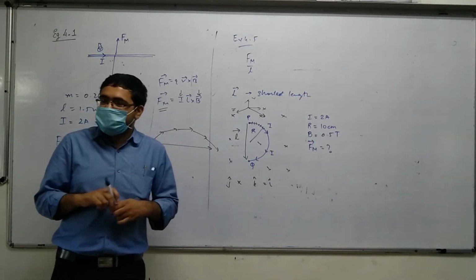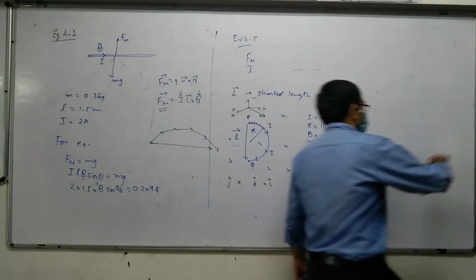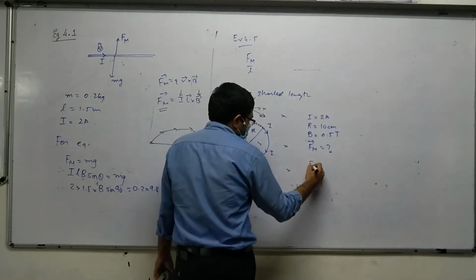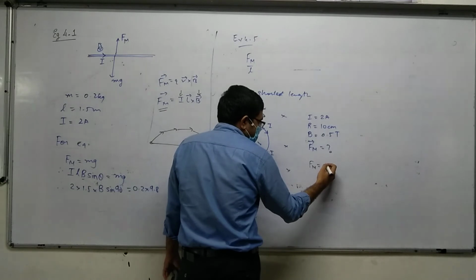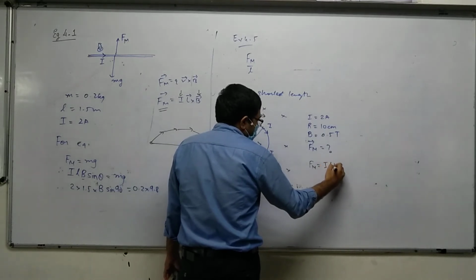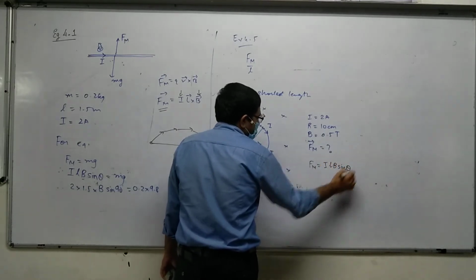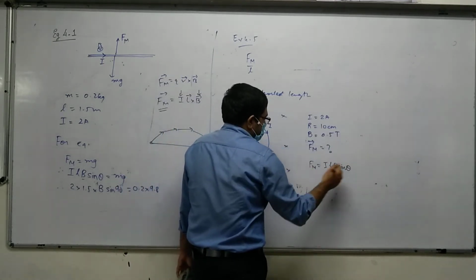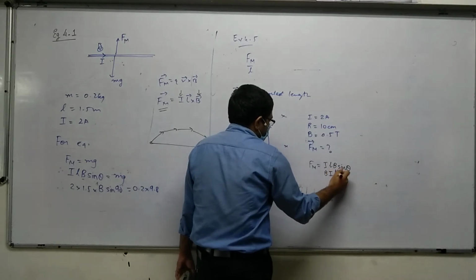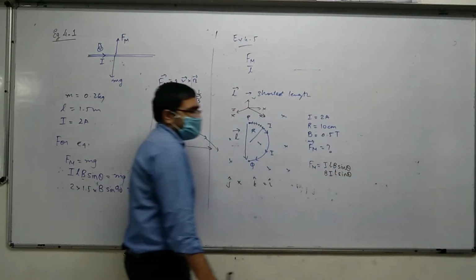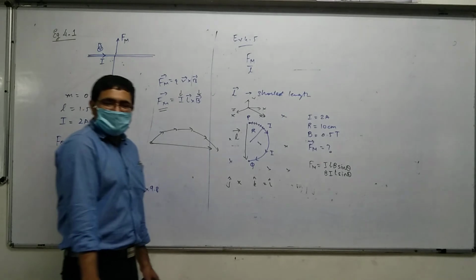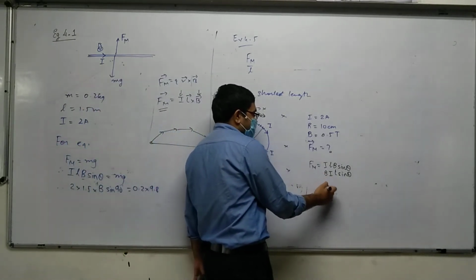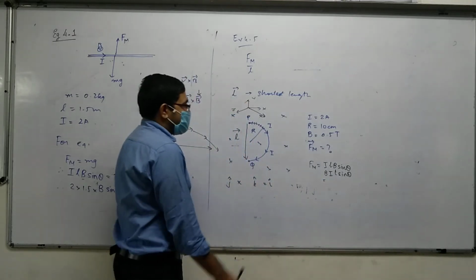Okay, find out the magnitude. Now come on, how do we find the magnitude? F_m equal to... the formula is B I L sin theta. BIL sin theta, if you remember it, remember it. BIL sin theta, okay.